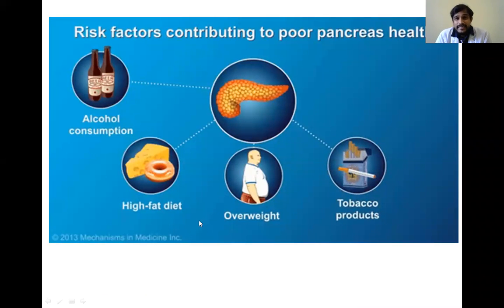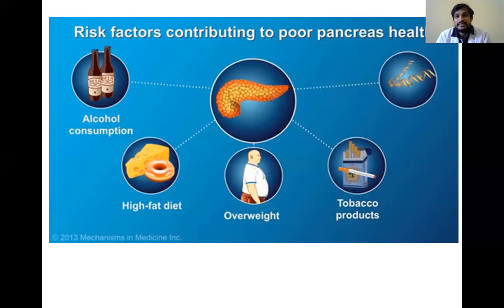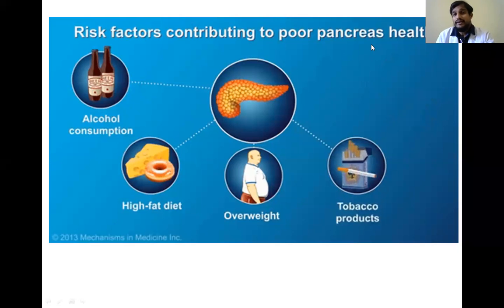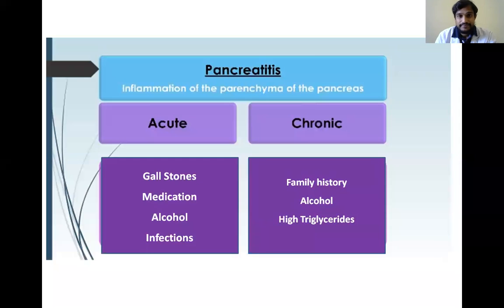But in different conditions, different risk factors like alcohol consumption, high fat diet, overweight, tobacco, and some genetic factors lead to inflammation of the pancreas, that is known as pancreatitis. It can be acute or chronic depending upon the cause. Acute means the pancreatic inflammation occurs suddenly and suddenly the patient complains of pain.